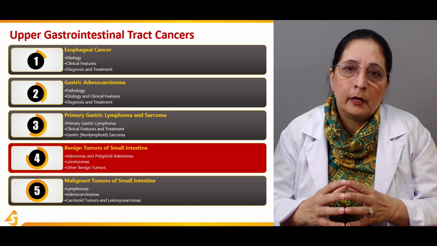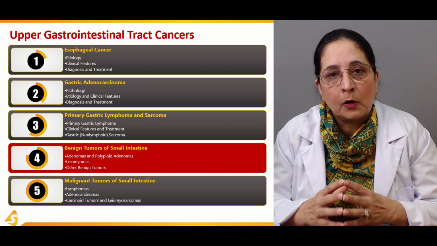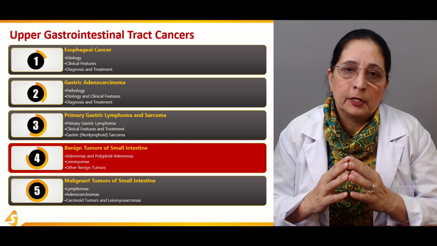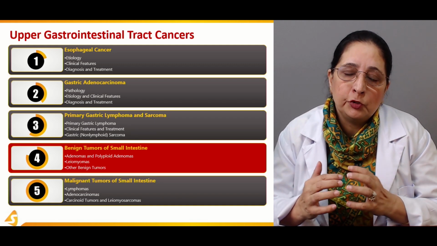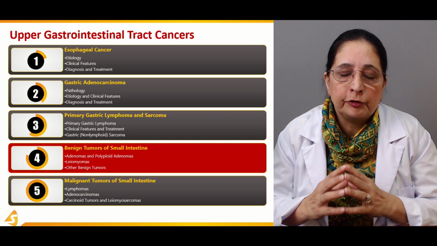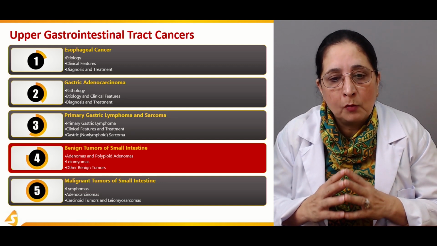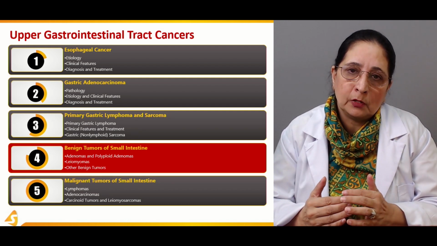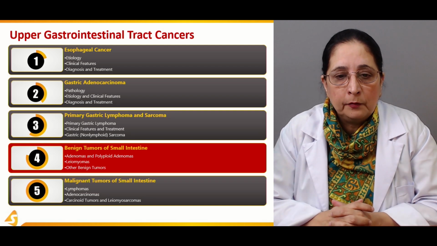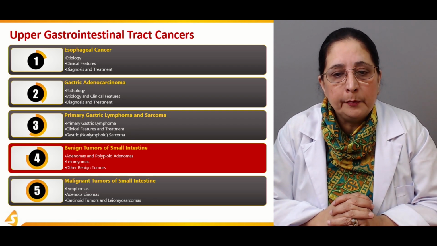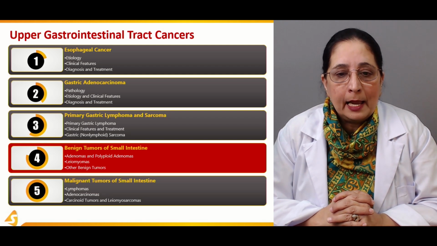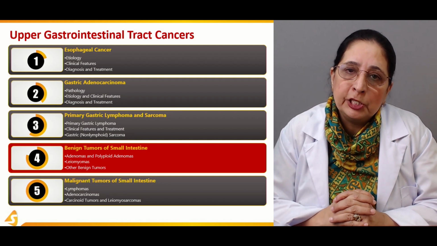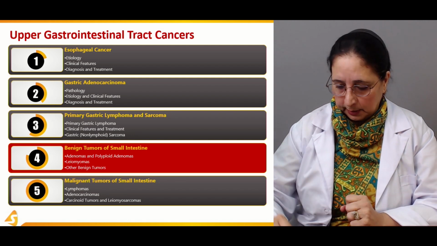Now the third part of the upper GI tract is the small intestine, and the small intestine is comprised of the duodenum, then the jejunum, and then the ileum. All these three structures make up the small intestine. So in this section we will talk about the benign tumors of the small intestine, which will be adenomas and polypoid adenomas, leiomyomas, and some other benign tumors besides adenomas and leiomyomas.